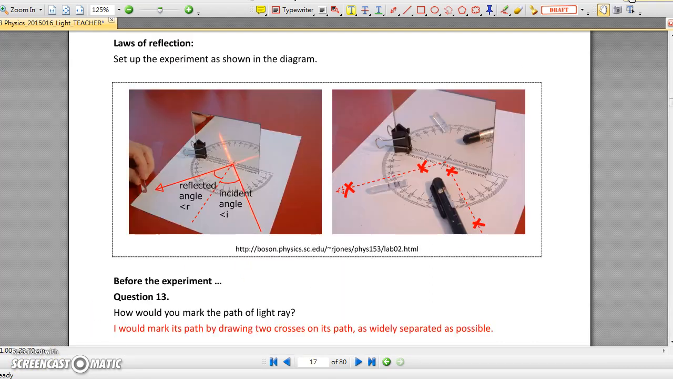And here is a reminder for you before you start your experiment. In order to mark the path of the light ray, you may have to make crosses on the piece of paper given to you. You should mark the crosses as widely separated as you can, so as to mark the accurate path of the light ray.